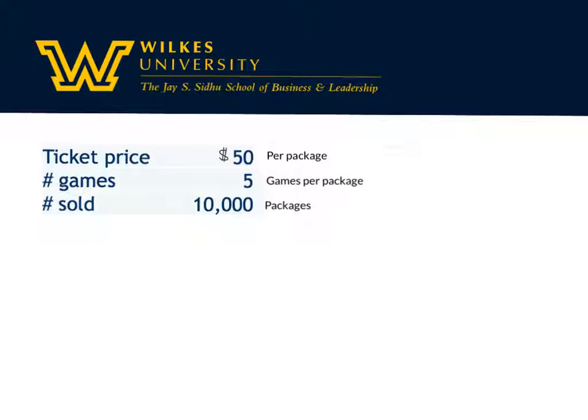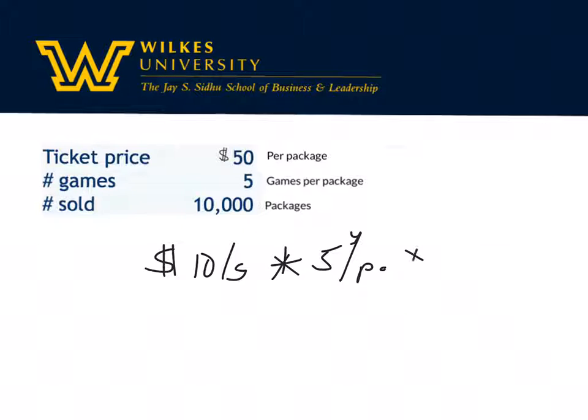Either way, if you calculate out that it's $10 per game and you have 5 games per package and you have 10,000 packages, you end up with $50,000 of cash that's received. Or you can calculate out that it's $50 per package times the 10,000 packages. And you still end up with the $50,000 in cash that was received.